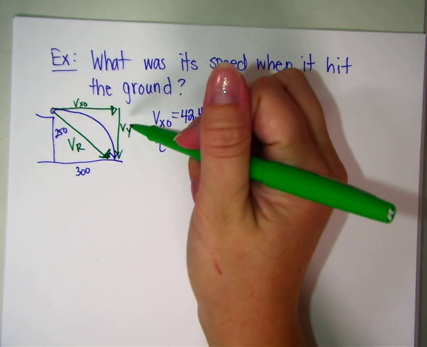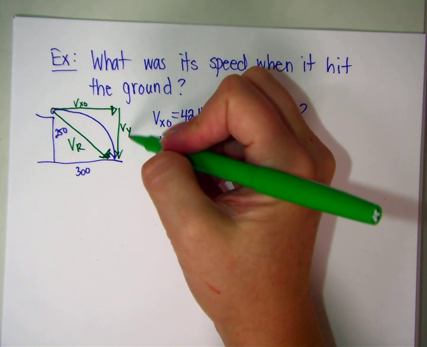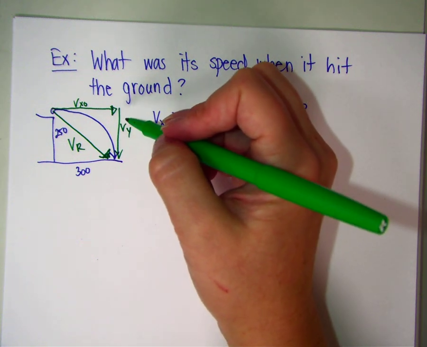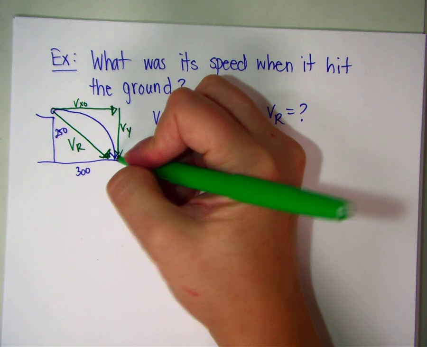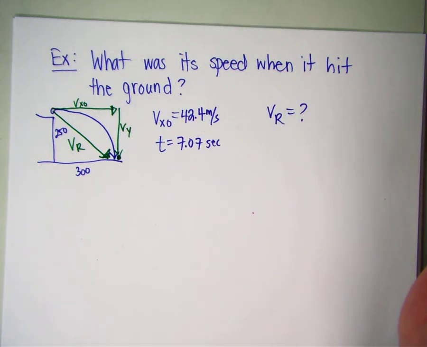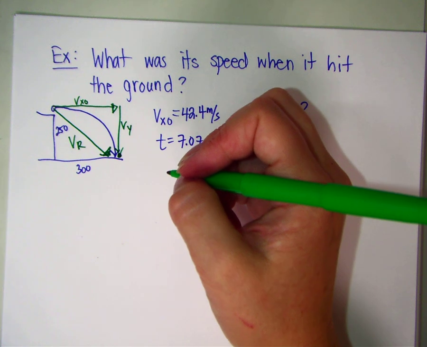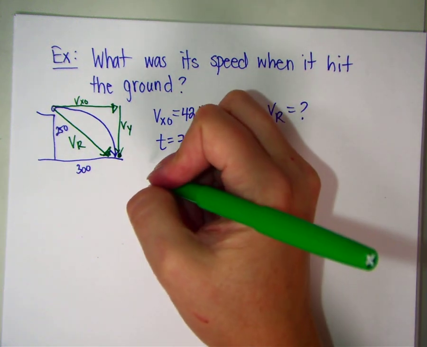So what you need that we don't have yet is your vertical components of this triangle, the velocity when it gets to this point in the vertical direction. So in order to solve that, we're going to use equation number 3 from our kinematic equations.